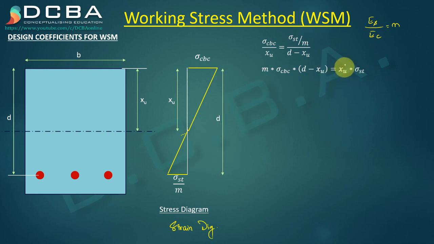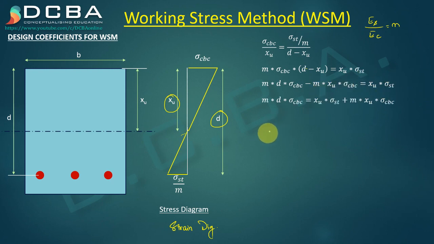What my final aim here is that I want to find xu in terms of d. Basically, I want to find how much percentage of d is my xu. So I will be separating the term xu. M into d into sigma cbc minus m into xu into sigma cbc is equal to xu into sigma st. I'll take all terms of xu on one side and then take xu common. So xu will be m sigma cbc upon sigma st plus m sigma cbc. The important derivation, important design coefficient.